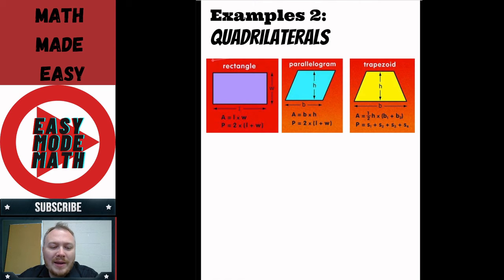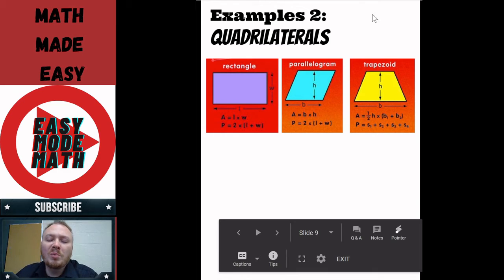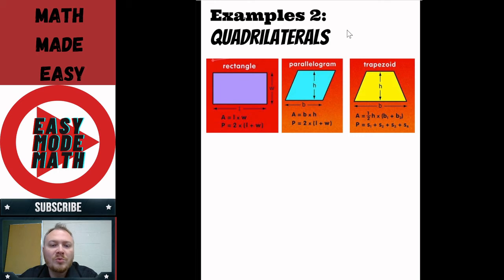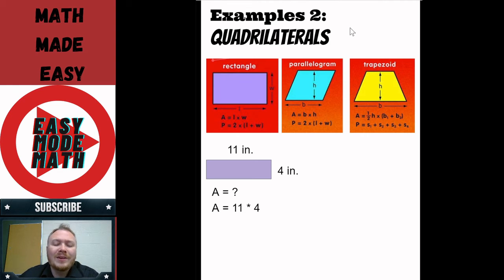Okay, so let's go ahead and jump into our next set of examples here, where we're going to break down how to calculate the area and perimeter of these shapes. So if we take a look at our rectangle here, we're going to use this rectangle that's 11 by 4 inches, and our goal is going to be to find the area. Now, all we're going to do is multiply those two numbers together. You do need to be careful because sometimes they'll label all 4 sides, and then you need to pick out which ones you're going to be using, but the calculation is very simple. That would give us 44.